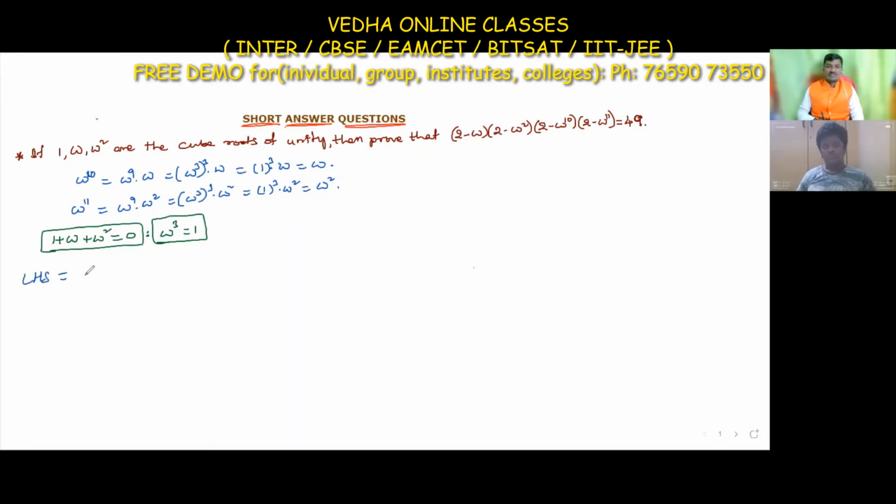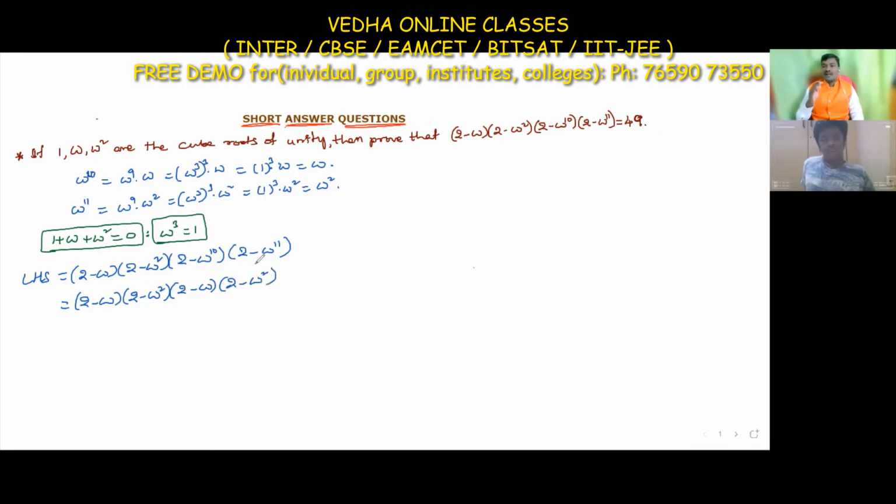LHS is equal to (2 minus omega)(2 minus omega square)(2 minus omega power 10)(2 minus omega power 11). Now this is equal to 2 minus omega as it is, 2 minus omega square as it is, 2 minus omega power 10, where omega power 10 is omega, and 2 minus omega power 11, where omega power 11 is omega square.